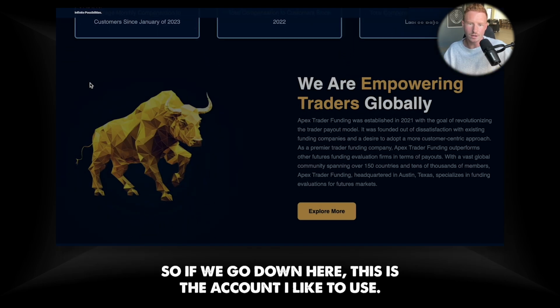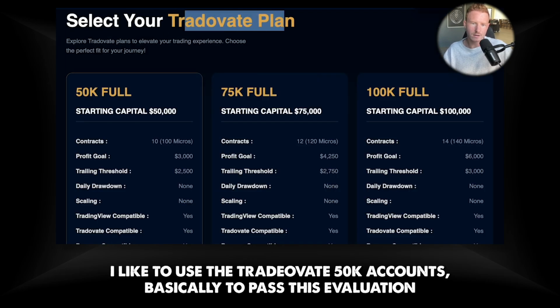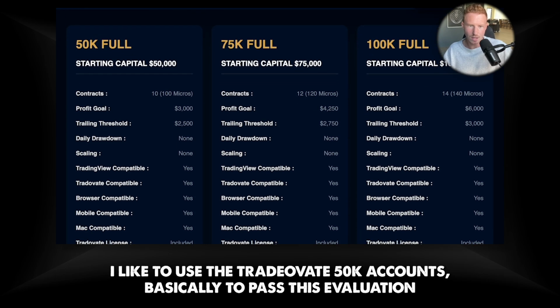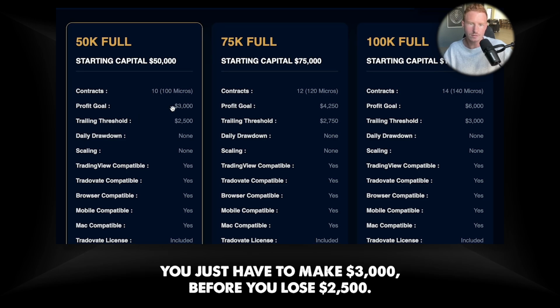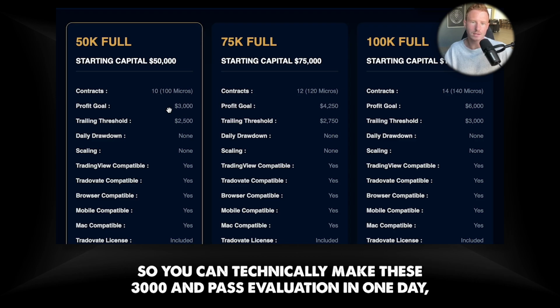So if we go down here, this is the account I like to use. I like to use the Tradovate 50K accounts. Basically, to pass this evaluation, you just have to make $3,000 before you lose $2,500. Keep in mind, Apex usually has 1 day to pass evaluations, so you can technically make this $3,000 and pass the evaluation in 1 day.